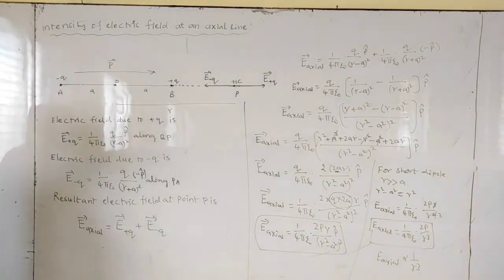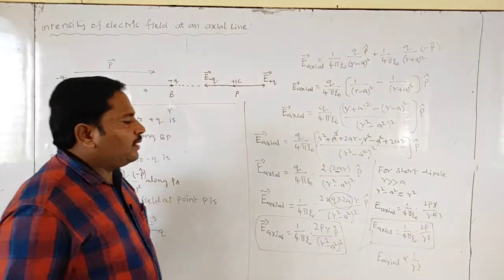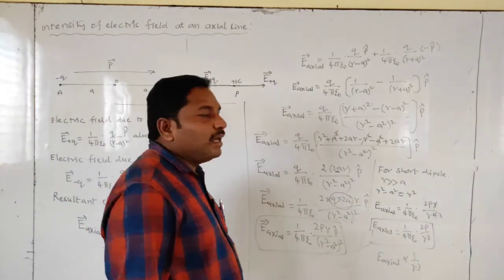This is the formula for resultant intensity on the axial line.